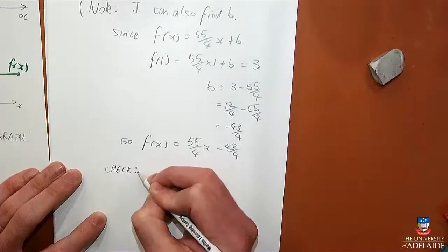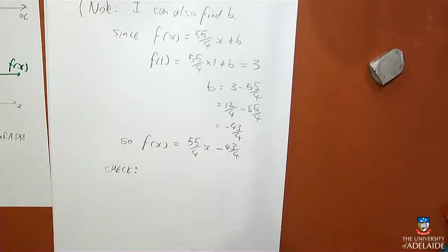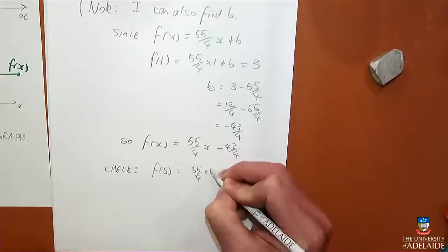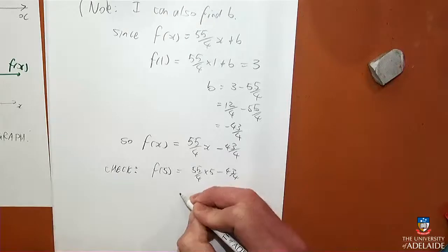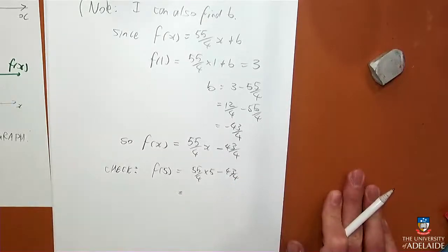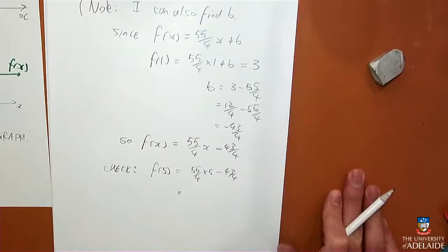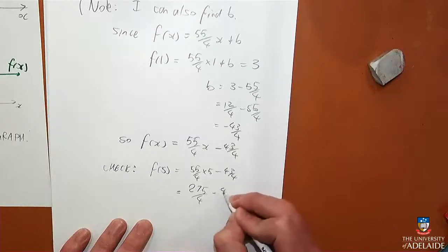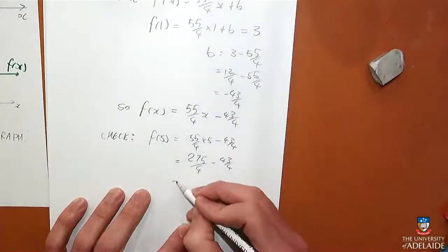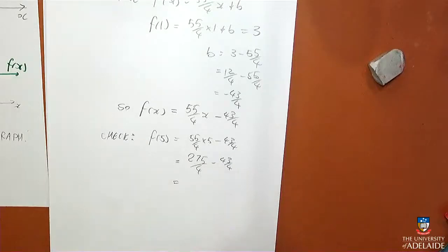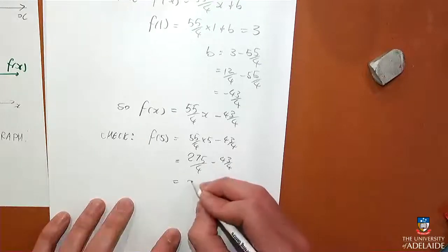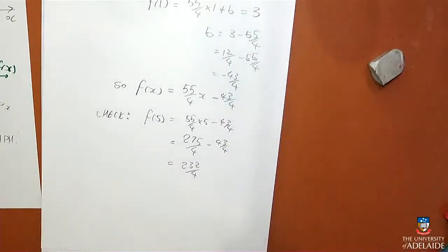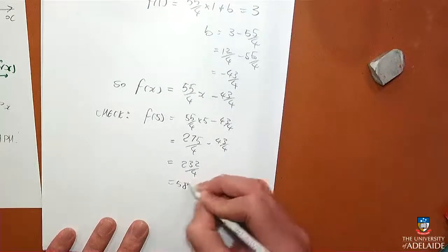If this is the correct formula, then f of 5 should work out to 58. So let's see. f of 5 is 55 on 4 times 5 minus 43 on 4. And 55 times 5, well, 50 times 5 would be 250, 5 times 5 would be 25, so that's 275 on 4 minus 43 on 4. That gives 232 on 4. Now 200 divided by 4 would be 50, and 32 divided by 4 would be 8, so 58, which is correct.